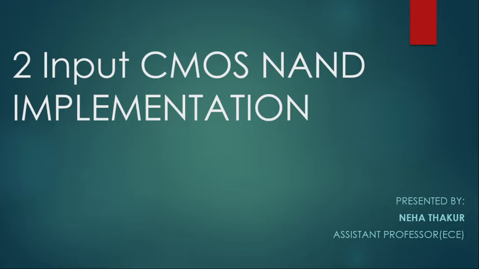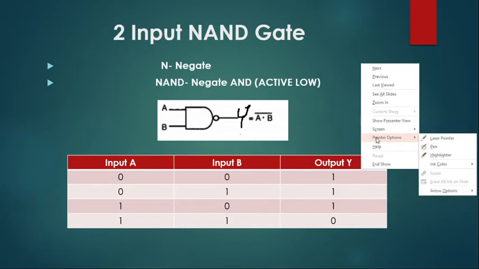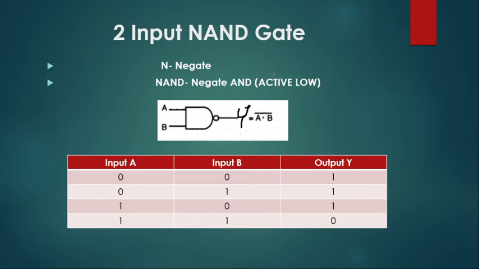Today I am going to explain about two input CMOS NAND implementation. So what is a NAND gate? NAND gate means negate of AND gate. Whenever you see N in front of any gate, like NOR or NAND, N represents negate, that is, inverting of the AND gate is known as the NAND gate. That is the reason we have placed this bubble in front of the symbol of the AND gate. So I am going to explain the CMOS implementation of the two input NAND gate.